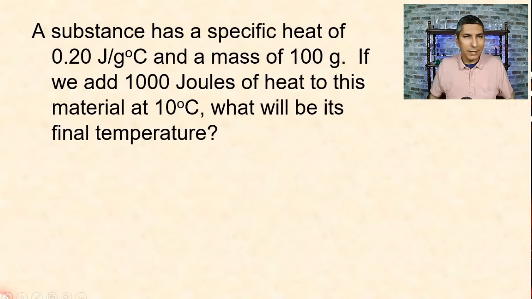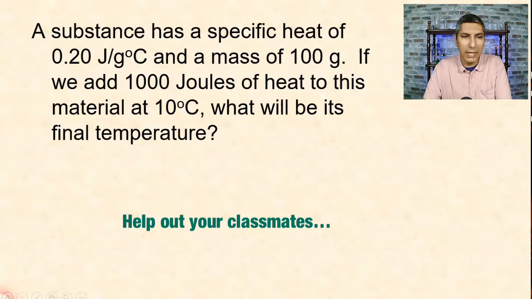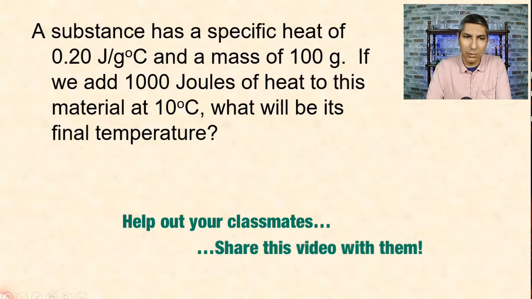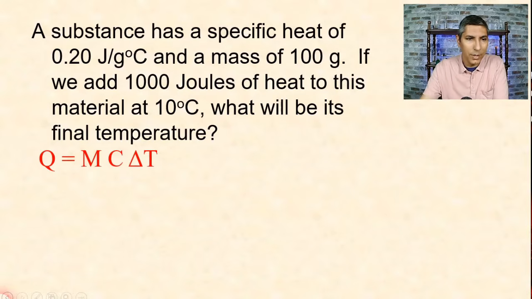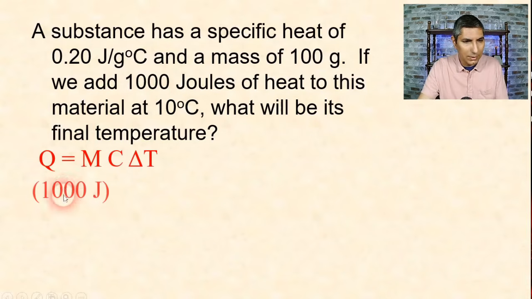This time it says a substance has a specific heat of 0.20 joules per gram degree Celsius and a mass of 100 grams. If we add 1,000 joules of heat to this material at 10 degrees Celsius, what will be its final temperature? So once again, we're going to use Q equals MC delta T, and we're just going to plug and chug. Now Q is the number of joules. That's the heat. So it says we're adding 1,000 joules. So Q is 1,000 joules.